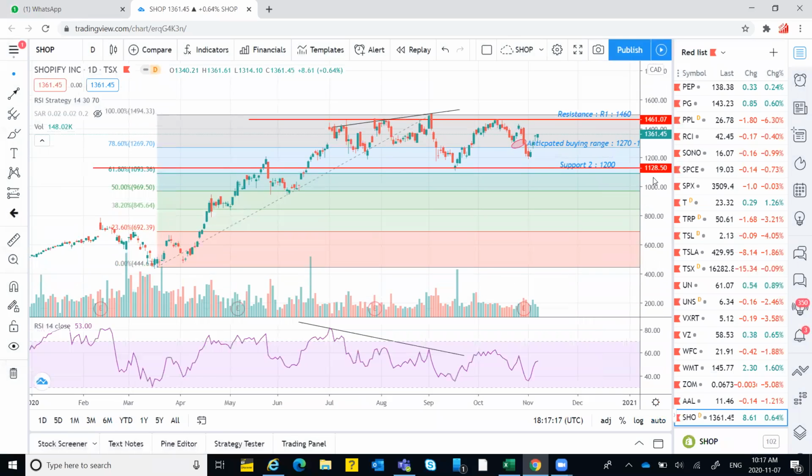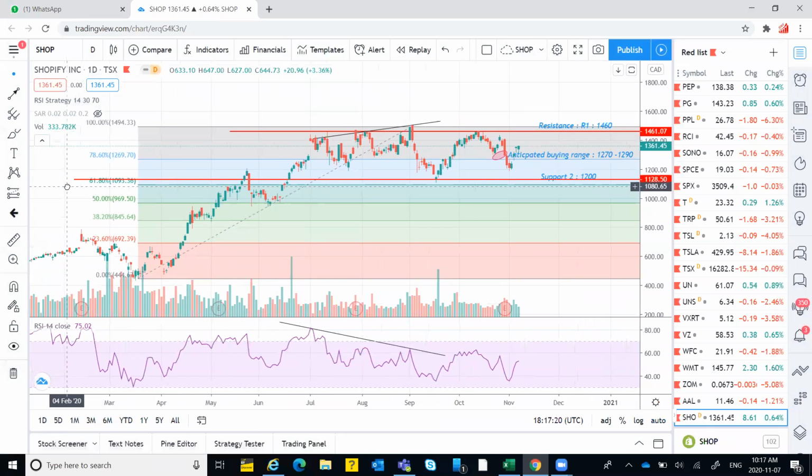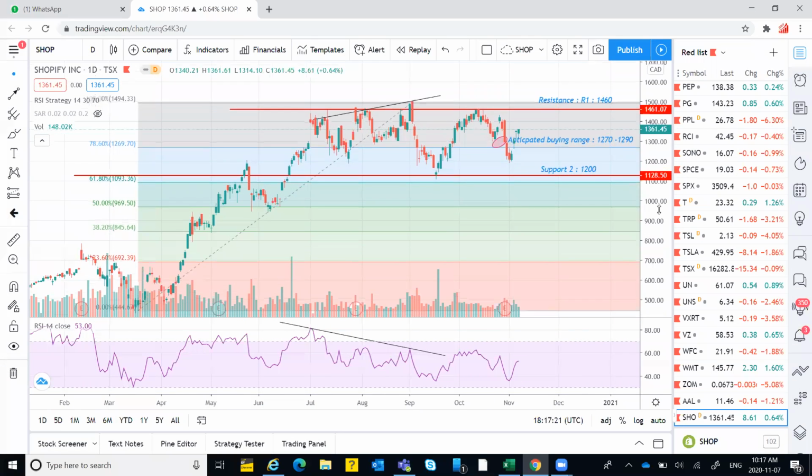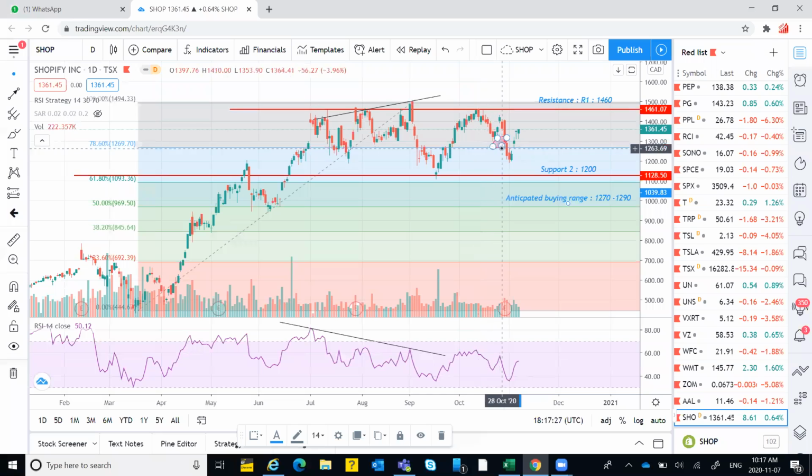Okay, guys, we have a graph for Shopify, and as we indicated earlier, this was a possible buying area previously, which was discussed, and the stock even went below that to near support 2, which was around 1200, which we mentioned earlier. Eventually it took support from 1200 and then started going up.